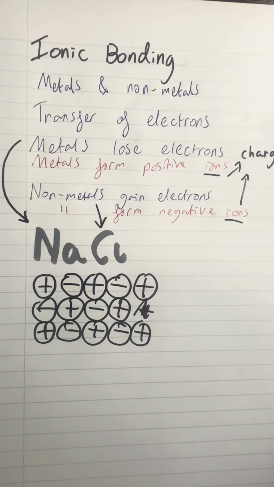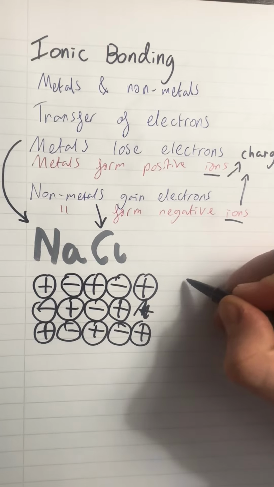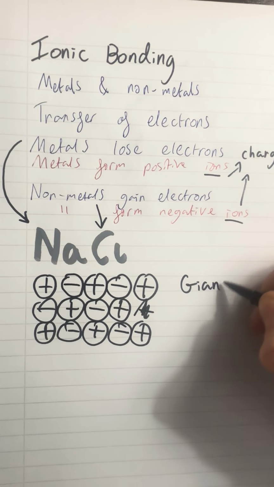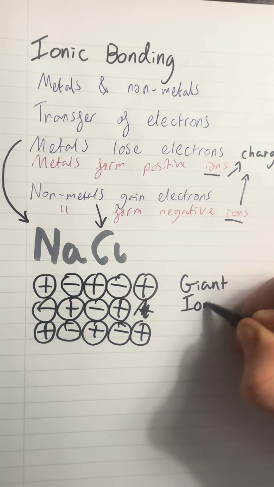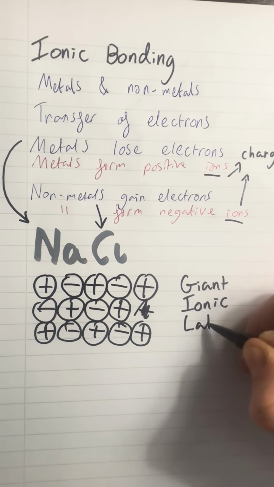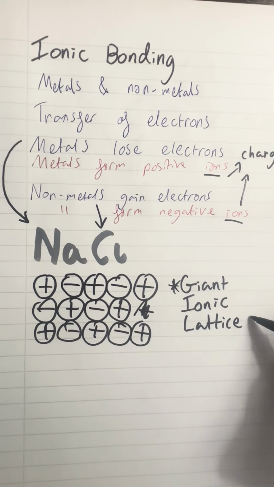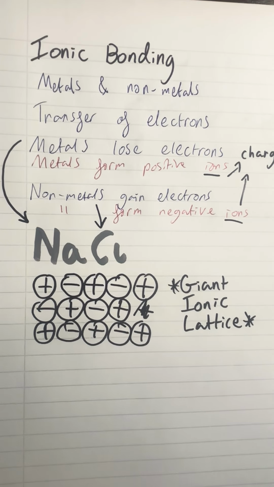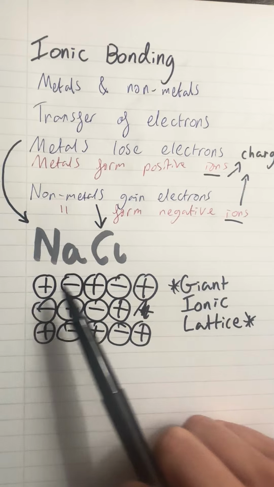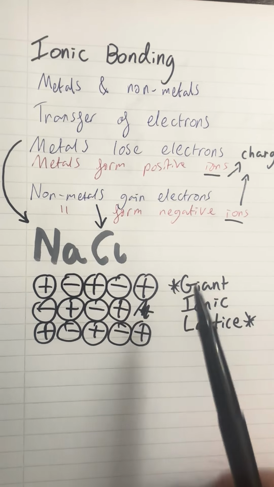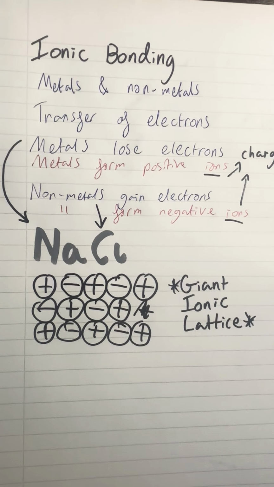This regular repeating pattern is called a giant ionic lattice. Okay, really important that you remember this. It's a giant ionic lattice. Positive, negative, positive, negative, positive, negative, and so on.